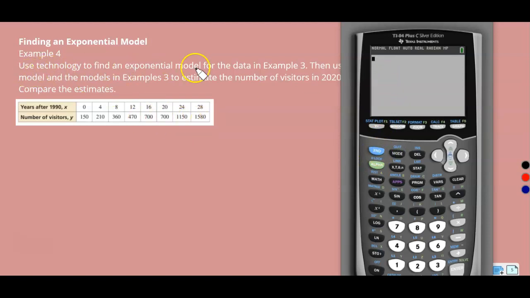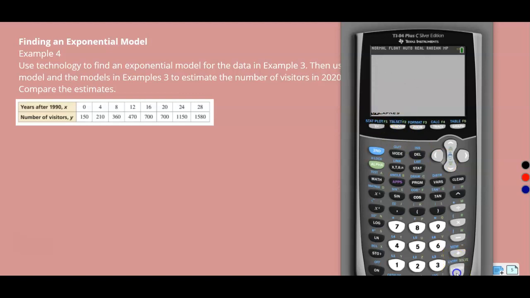Now it says use technology to find an exponential model. Okay, I have my numbers in there. So I go back to Stat. This time I'm going to calculate. Again, your numbers have to be in the table before this will work. So you have to edit first. Now we're going to calculate. Scroll down through here and find exponential model. And here it is, EXP regression.